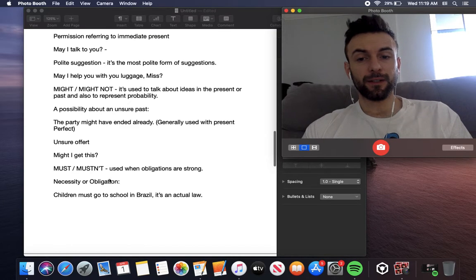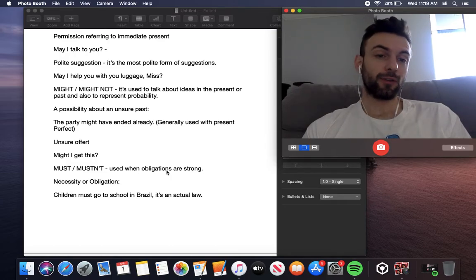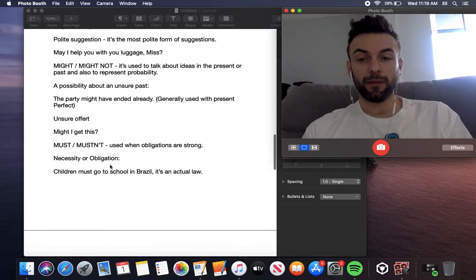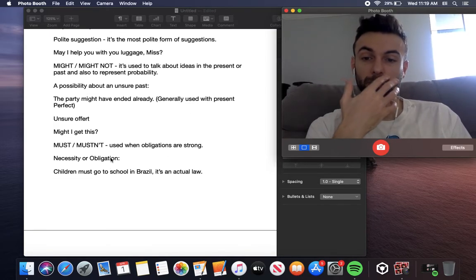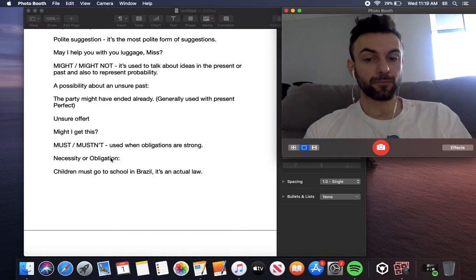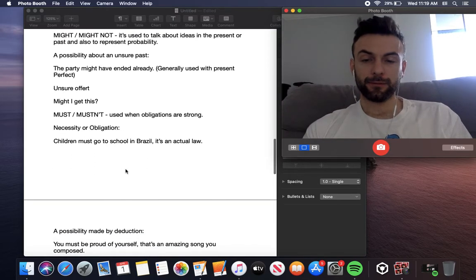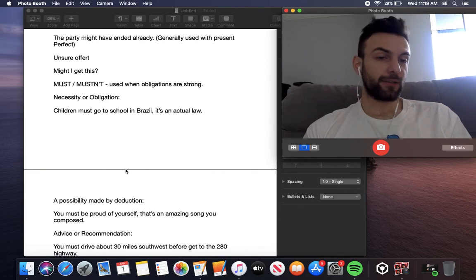Must and mustn't are used when obligations are strong, when I have a strong sense of obligation. Necessity or obligation. Children must go to school in Brazil. It's an actual law. So, like, if children don't go, parents are actually committing a crime.